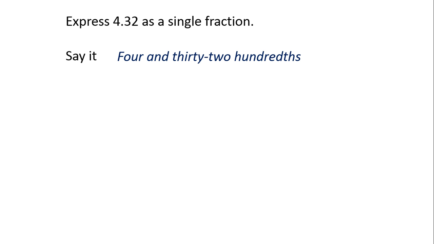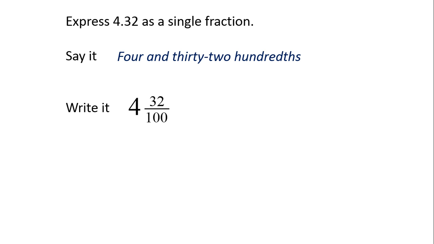Now, since decimal numbers really do represent whole numbers and fractional parts of a whole number, we can always represent a decimal number as a fraction. So let's take this decimal number, 4.32, and write it as a fraction. Now, if we just say the number like we're supposed to, 4 and 32/100ths, we can write what we just said as a mixed number, 4 32/100ths.